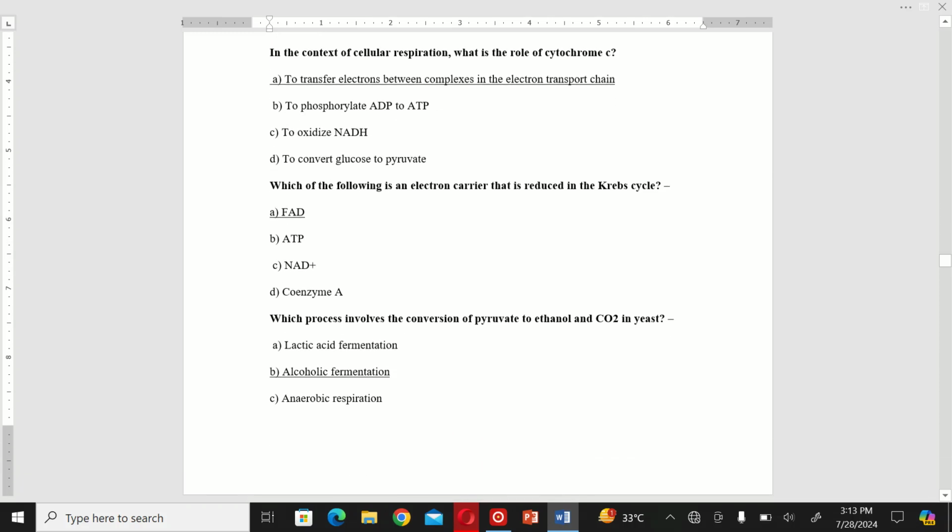The next MCQ is in the context of cellular respiration, what is the role of cytochrome C? A. To transfer electrons between complexes in the electron transport chain. B. To phosphorylate ADP to ATP. C. To oxidize NADH. D. To convert glucose to pyruvate. So the correct option is A.